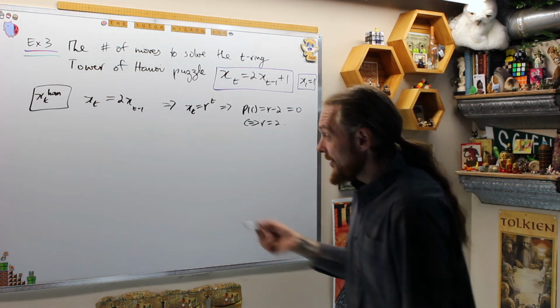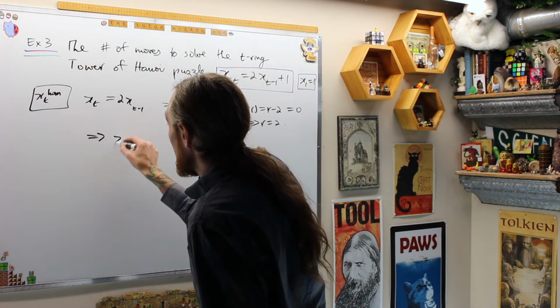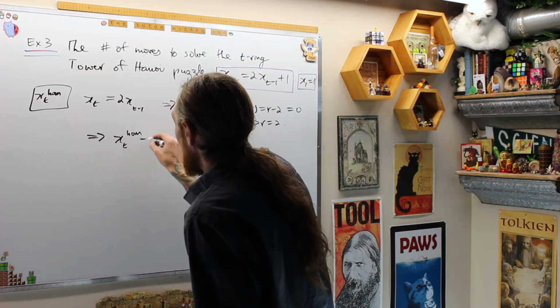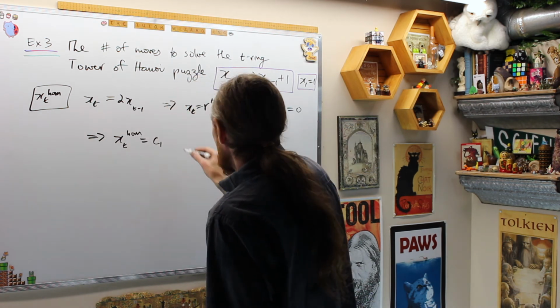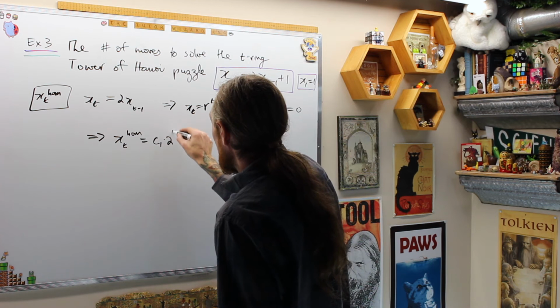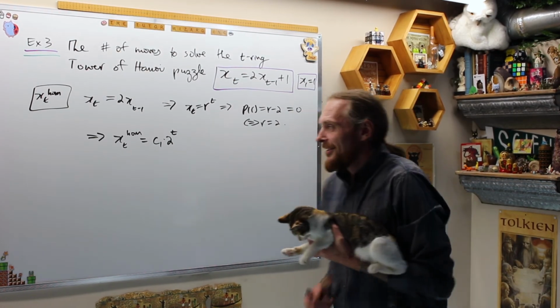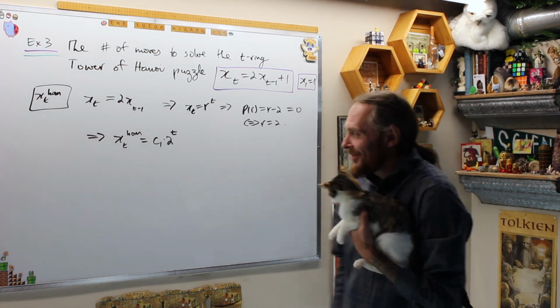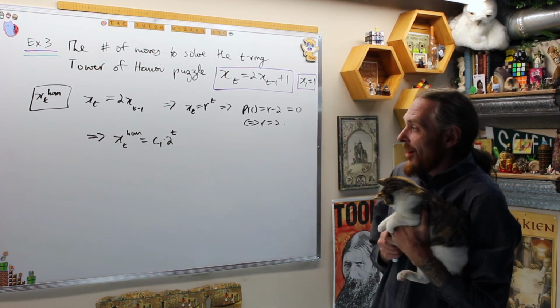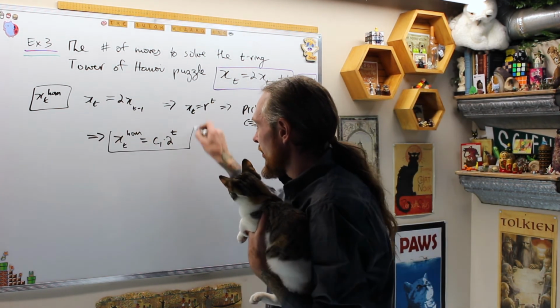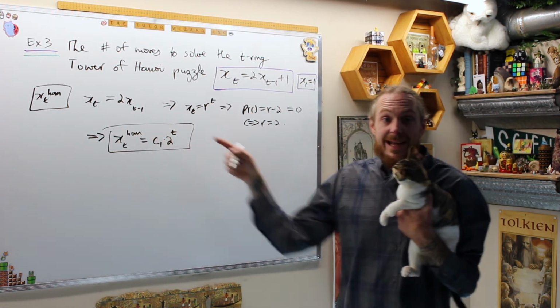What that tells us is the general solution to the homogeneous, x_t homogeneous, is going to be c1 times 2 to the t. Sorry, this cat's harassing me down there. All right, where were we? Now we have the homogeneous part, and we don't find c1 till the end.